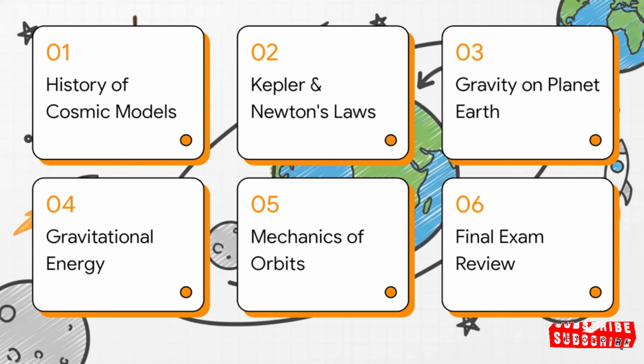Okay, let's dive right into our lesson plan for today. We are going to start off with the history of cosmic models, then we'll unpack Kepler and Newton's laws. After that, we'll bring it back down to gravity on planet Earth, explore gravitational energy and how to actually escape it, and then decode the mechanics of orbits. And definitely stick around until the end because we'll be wrapping the whole thing up with a final exam review to really lock in everything we've covered.